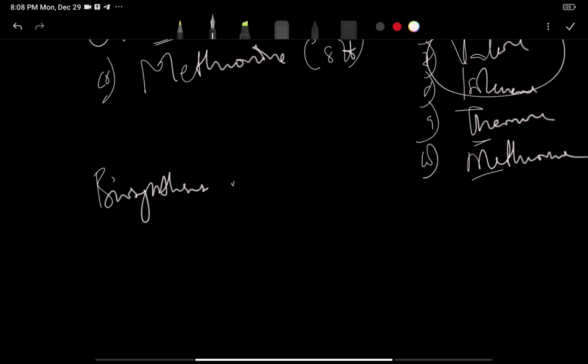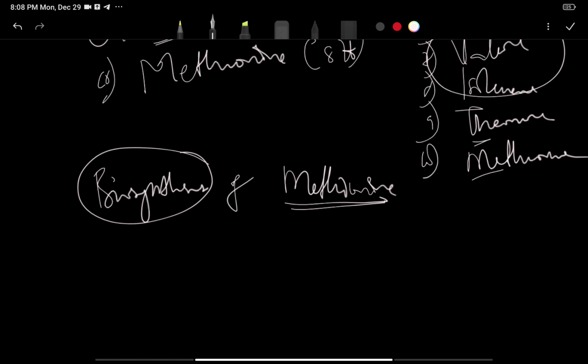Biosynthesis of methionine. What is wrong with this statement? Something is wrong with it. You know why? Methionine is an essential amino acid, hence it cannot be synthesized. So what you will do for me, you can check your textbook. If you see anywhere it is written that biosynthesis of methionine, just tear that place out of the book. Why? Because methionine is an essential amino acid, so it cannot be synthesized.